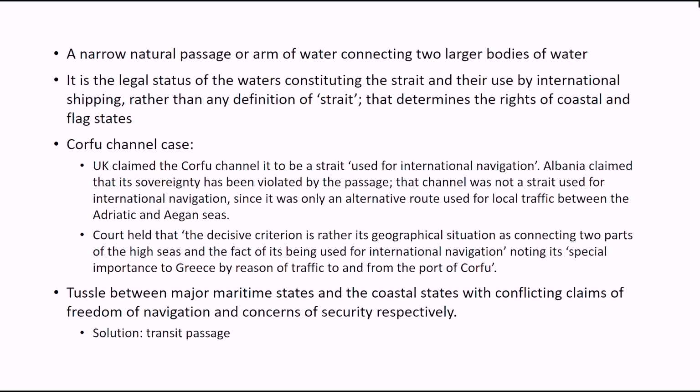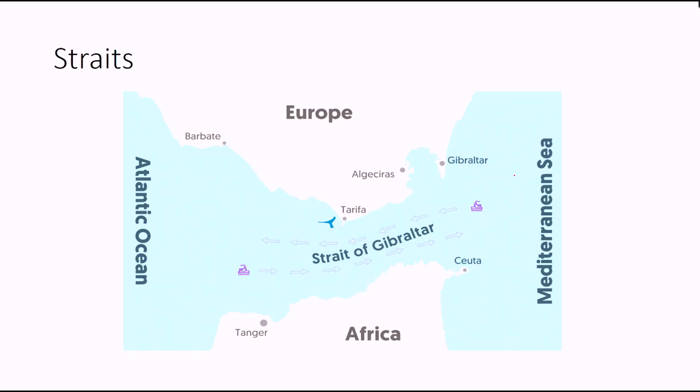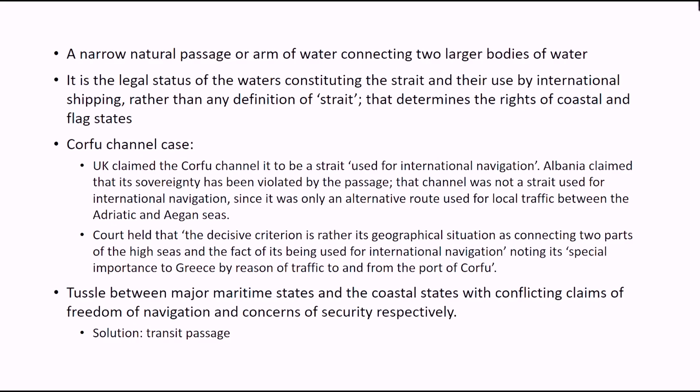So, a strait is a narrow natural passage or arm of water connecting two larger bodies of water. As you can see, here you have the Mediterranean Sea and here you have the Atlantic Ocean. The Strait of Gibraltar connects two larger portions of sea and creates a passage, and therefore, it is a narrow natural passage or arm of water connecting two larger bodies of water. It is the legal status of waters constituting the strait and their use by international shipping, rather than any definition of a strait, that determines the rights of coastal and flag states.